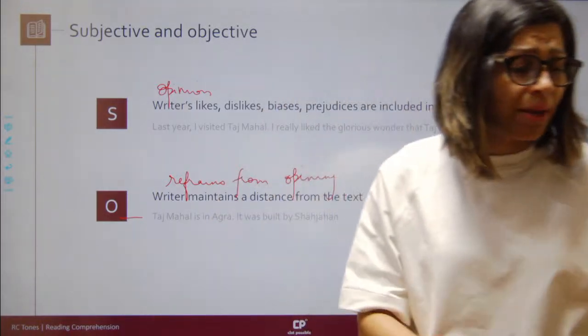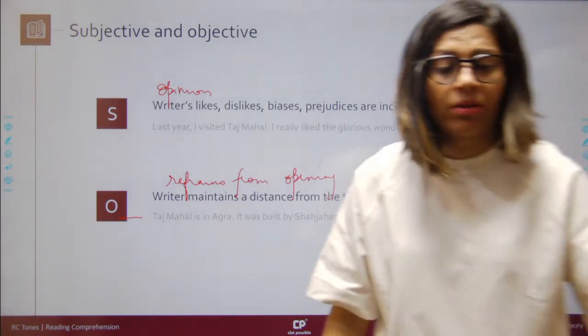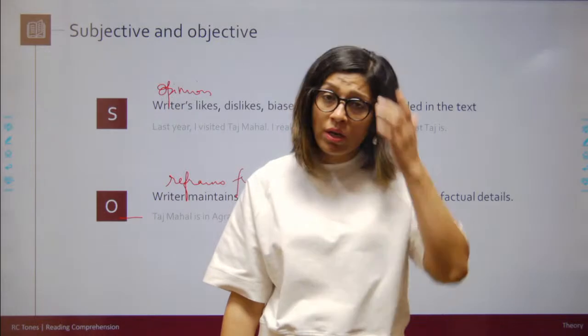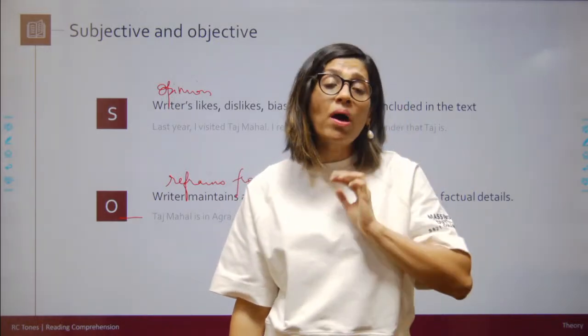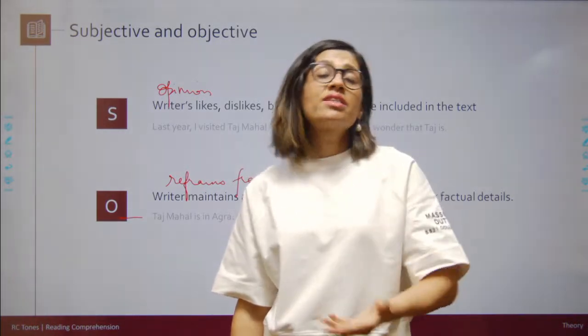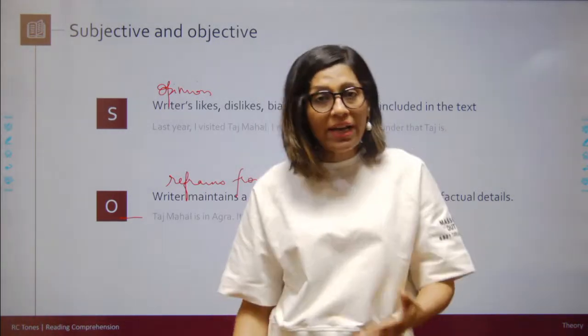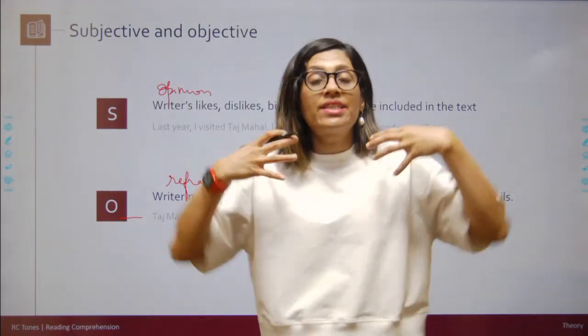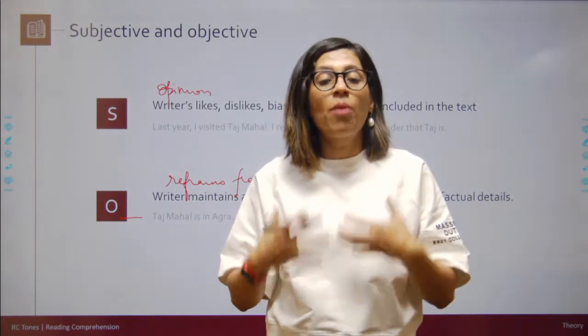Now it's very interesting that there is a school of thought which believes that nothing is neutral. What the author chooses to talk about and what the author chooses to not talk about means that the author's signature is there. All that is correct. But while writing, has the author distanced herself from the subject?